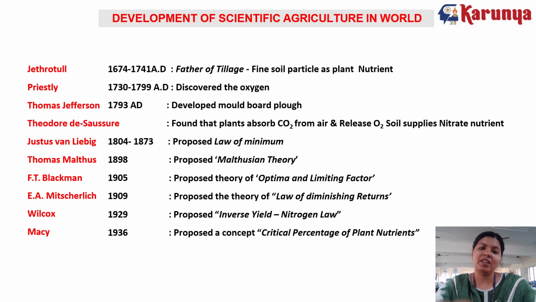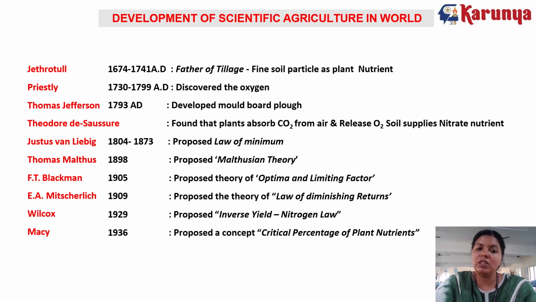Now let us see some of the important developments in scientific agriculture and the contributions of some of the important scientists here. Scientific agriculture developed due to the work of many scientists. Some of the notable works are by Jethro Tull. He is known as the father of tillage. He said that fine soil particles help plants to absorb more nutrients. And Joseph Priestley discovered oxygen and explained the plant respiration process. Justus von Liebig proposed the law of minimum, which is a very important concept here.